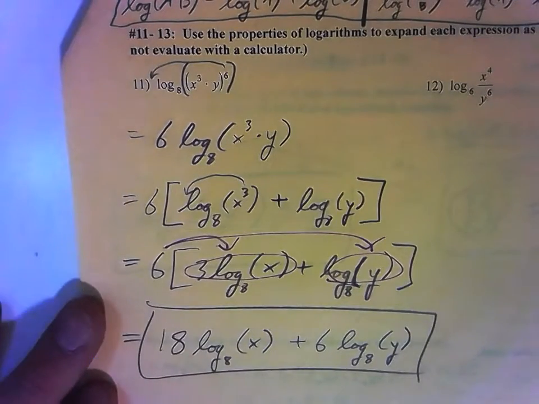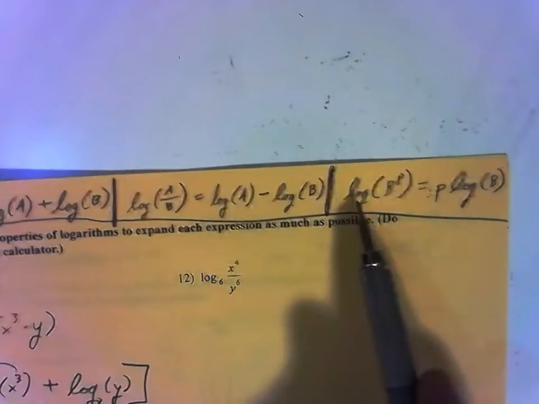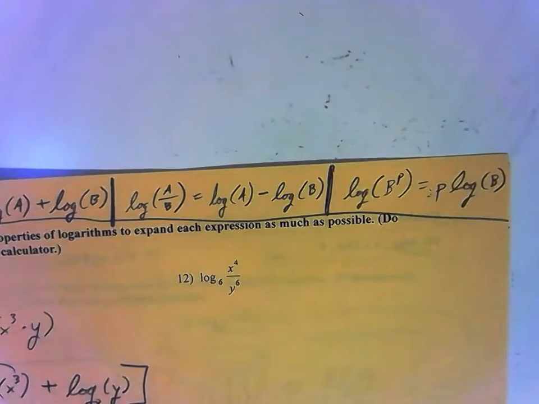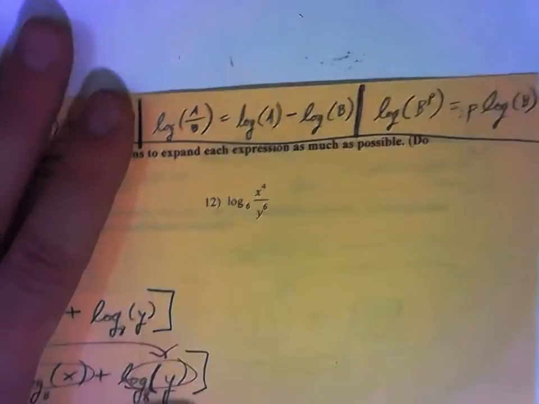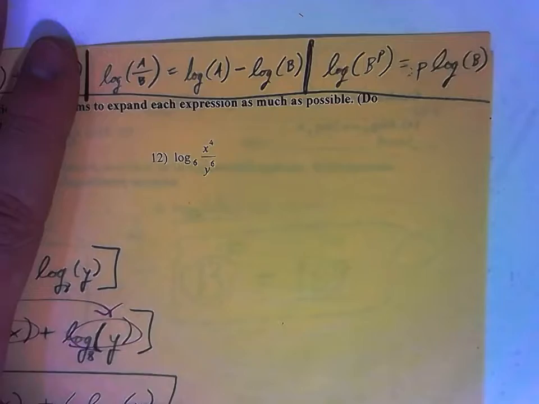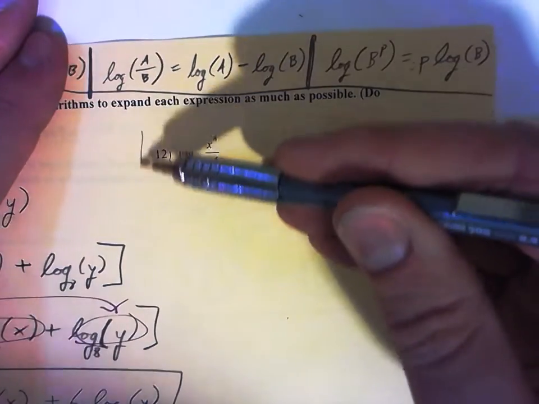So we used, in that one, this property and this property. Okay, this one, we're going to use these 2 properties. So maybe if you missed number 12, see if you can figure it out for a second before I do it here on the video.